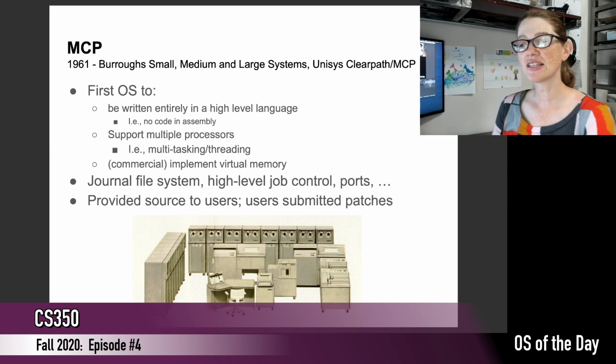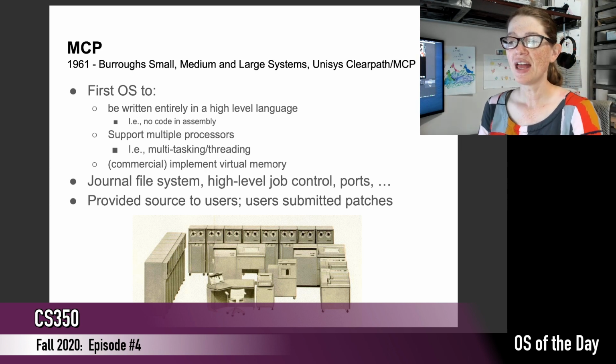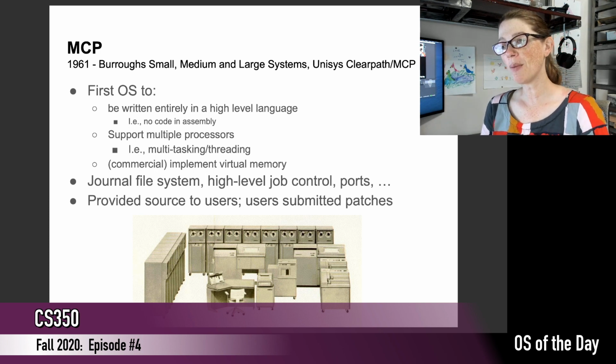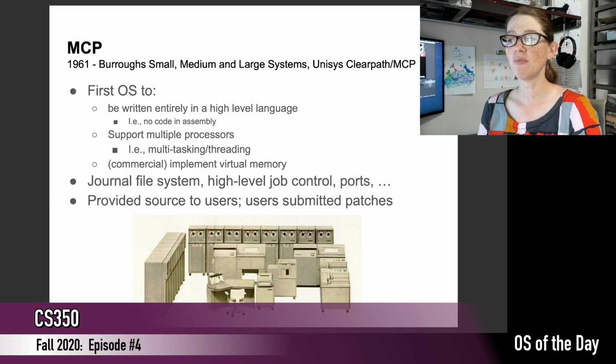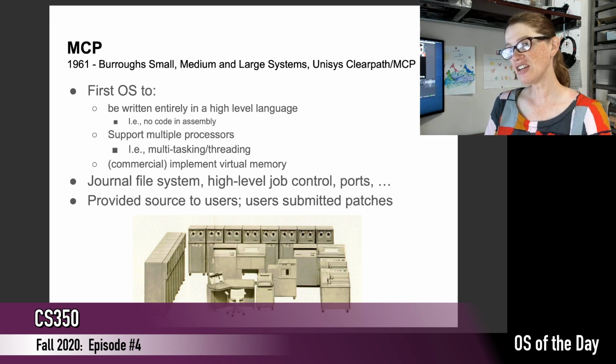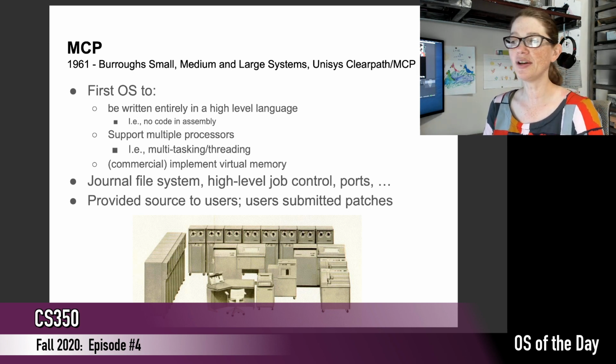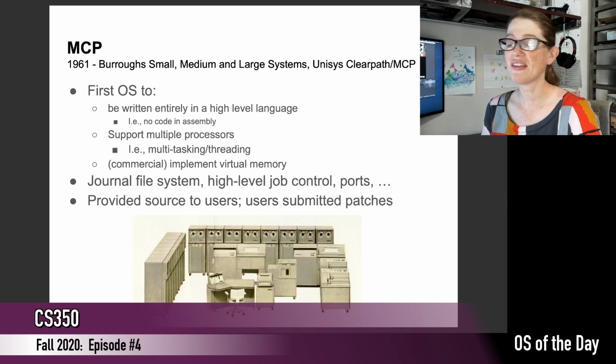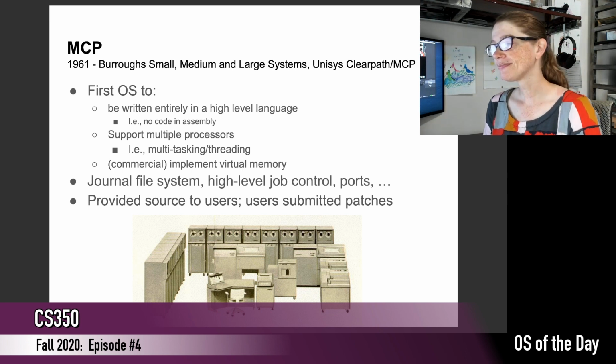So our OS of the day is called MCP for Master Control Program, and this operating system was released first in 1961, and it's a product of the Burroughs Corporation, which has long since been bought out by other companies. Now, this particular operating system was released for the Burroughs small, medium, and large systems, and is actually kind of still around in a weird way, but under a different name of Unisys ClearPath MCP. And in fact, I believe there's even a web emulator that you can play with to actually try this operating system out, if you were curious.